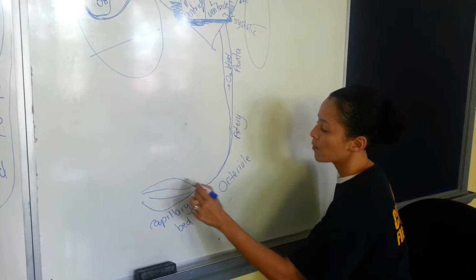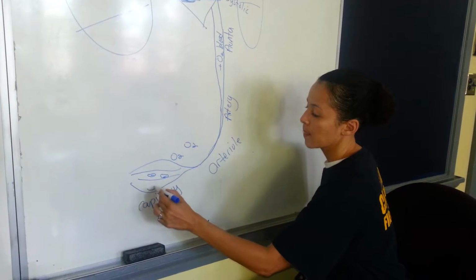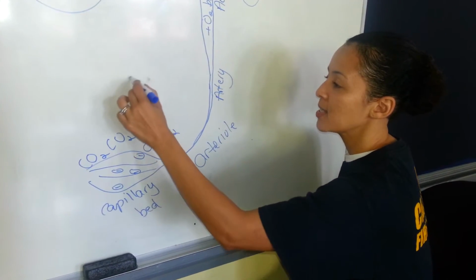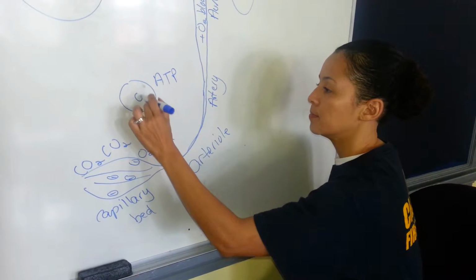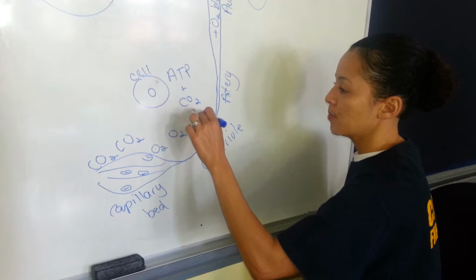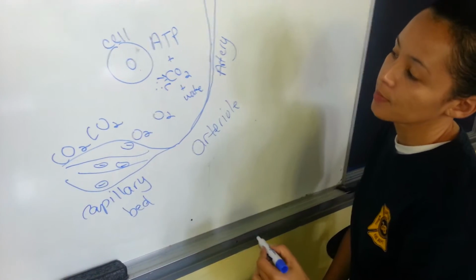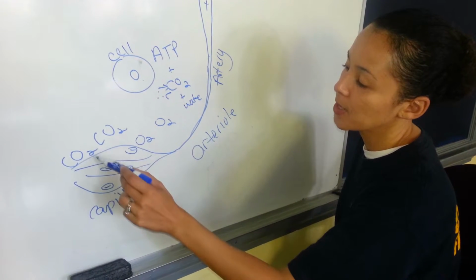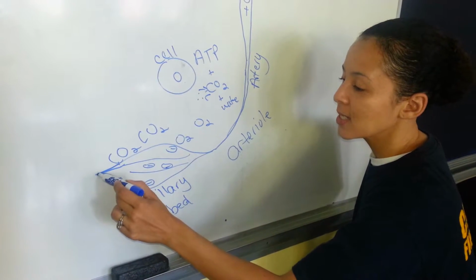where they drop off oxygen, the blood cells, the red blood cells I mean, drops off oxygen and picks up CO2. CO2 is the waste that the nearby cells made when they were making ATP. Cell made ATP plus CO2 plus water. This has to leave. So it leaves when the blood passes through a capillary, drops off oxygen, picks up the CO2, kind of like a metro bus stop. But it has to leave now.